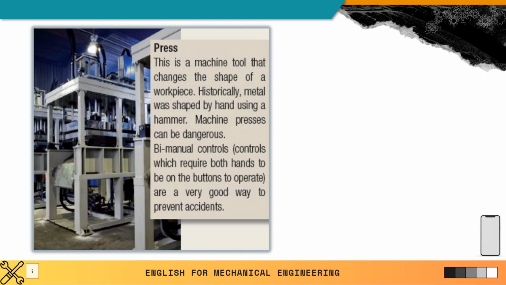Press. This is a machine tool that changes the shape of a workpiece. Historically, metal was shaped by hand using a hammer. Machine presses can be dangerous. Bimanual controls, which require both hands to be on the buttons to operate, are a very good way to prevent accidents.